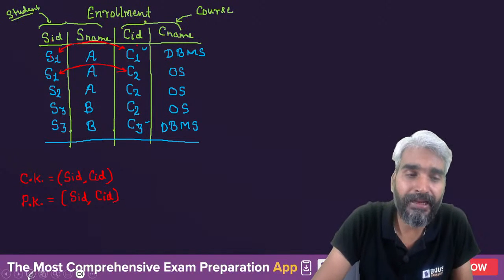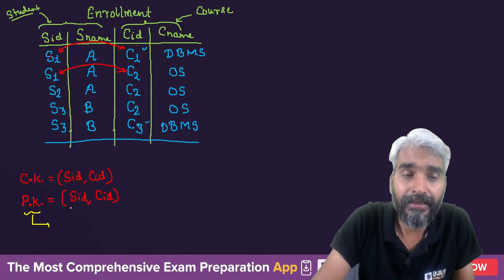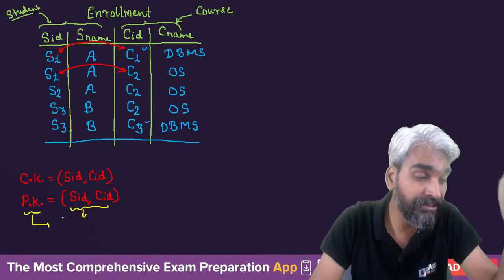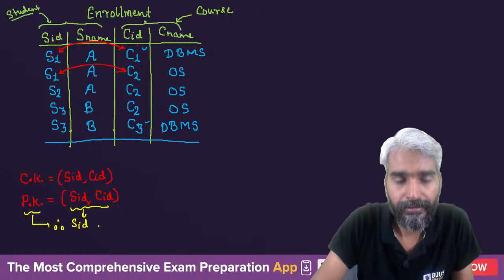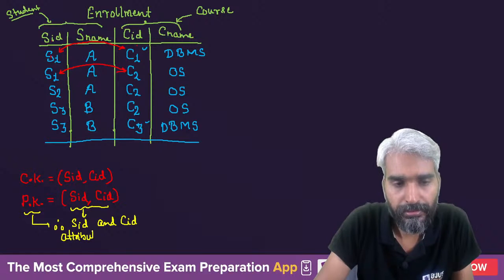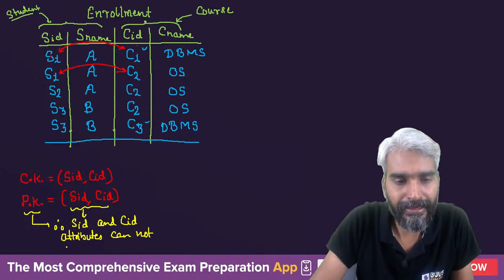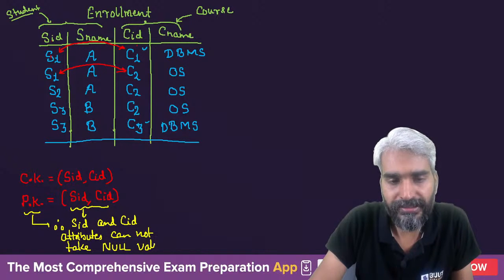So, if it is a primary key, then what can you say? Because it is a primary key, SID and CID are not allowed to take null values. This is a constraint. Therefore, the SID and CID attributes cannot take null values. Right? Got this idea?